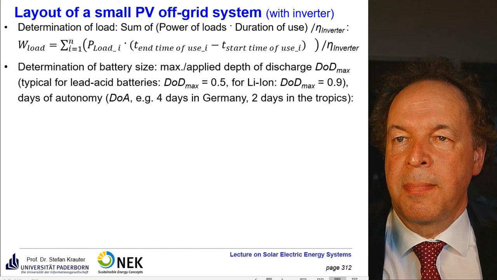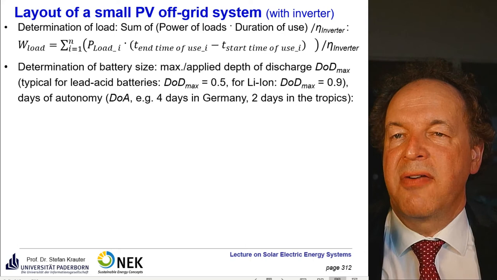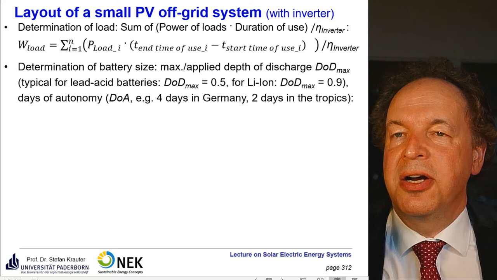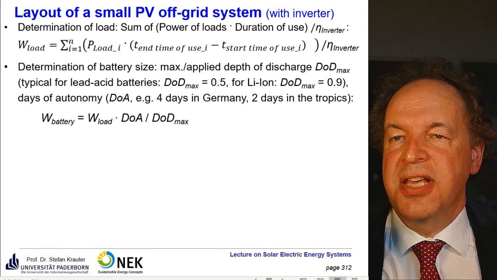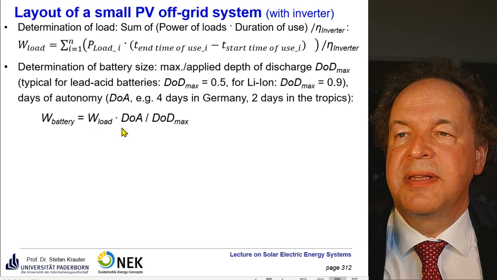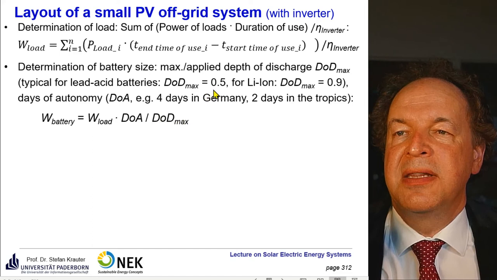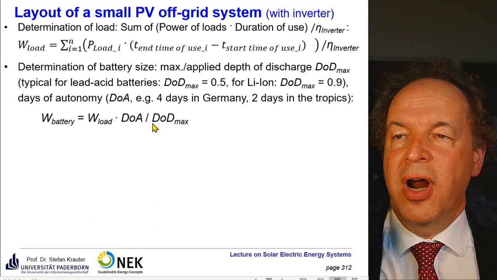Then you additionally have to think about very cloudy days. There is never no irradiance, but little irradiance, and you estimate that in terms of days of autonomy. So in Germany you would say 4 days without any irradiance. For the tropics, 2 days are sufficient. Then you have the energy size of the battery. The battery has to store the load times the days of autonomy, for example times two in the tropics, divided by the maximum depth of discharge. For lead-acid batteries, this means a division by 0.5. So altogether, this gives a factor of 4 in this example, times the energy consumed by the load.